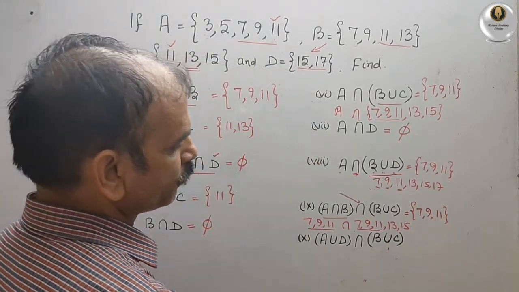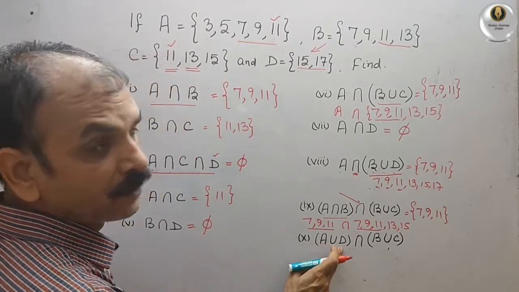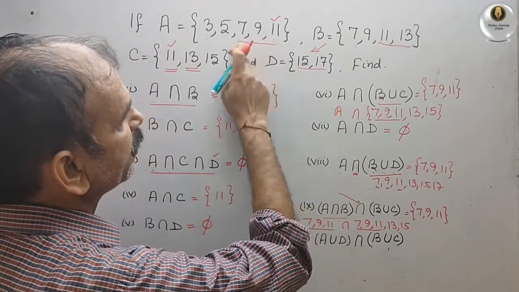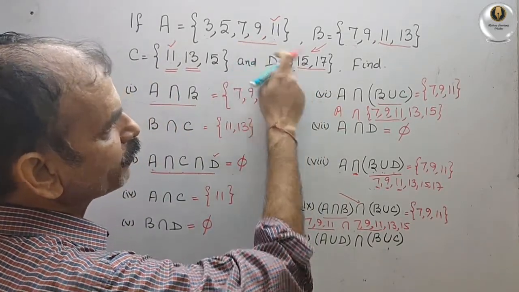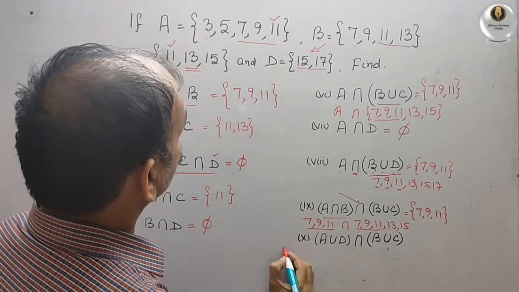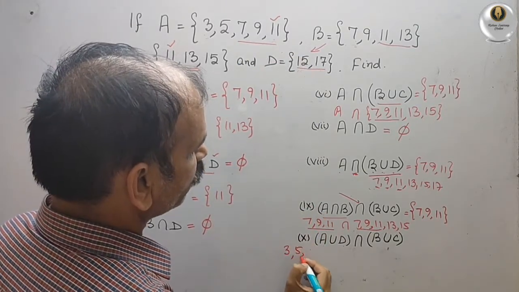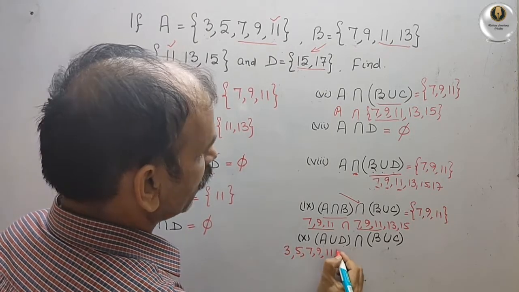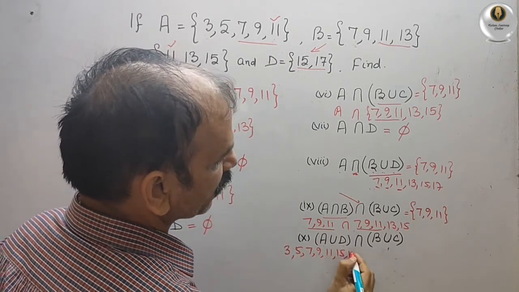Next comes to here, A union D. So first we will write A union D. So A is here and D is here. That means we have to add both. So therefore we can say {3, 5, 7, 9, 11, 15 and 17}.